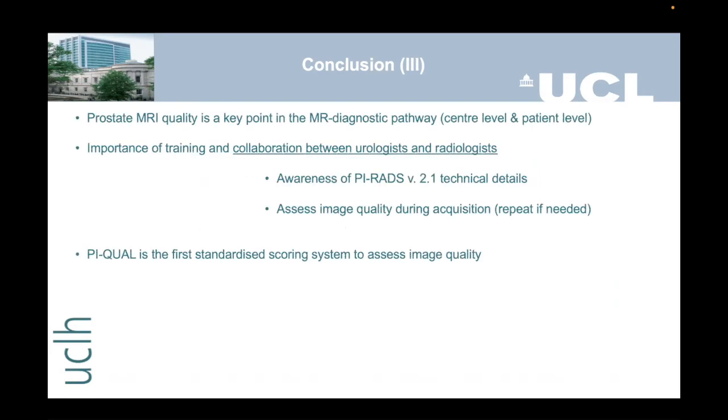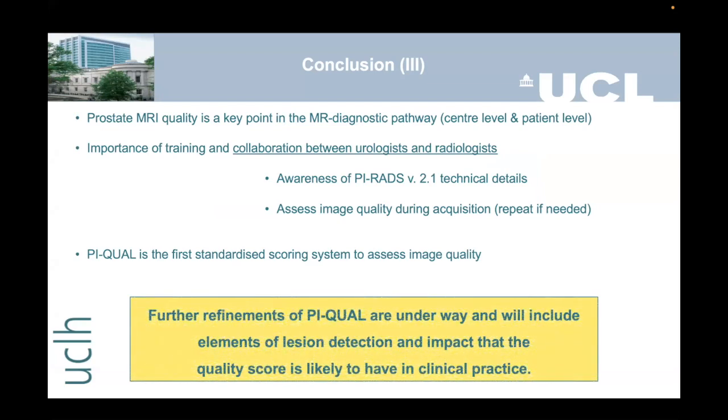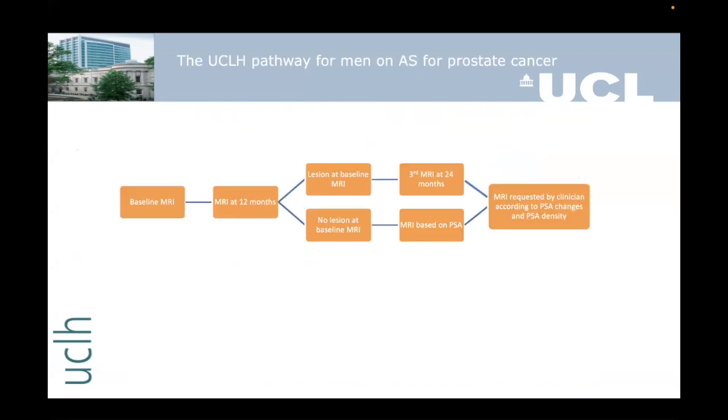So we know the prostate MR quality is a key point in this diagnostic pathway. So for the radiologists, it is very important to be aware of the PI-RADS version 2.1 technical details, and also it is very important to assess the image quality during the acquisition to repeat, if needed, the scan. And PI-QUAL, we know, is the first data scoring system. But as I said before, further refinements and version 2 are underway, and will also include some elements of lesion detection impact that this quality will have in clinical practice.